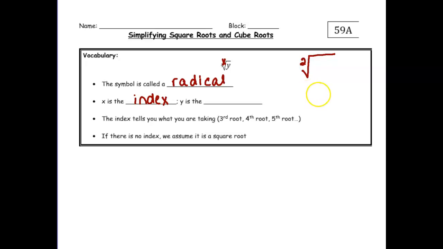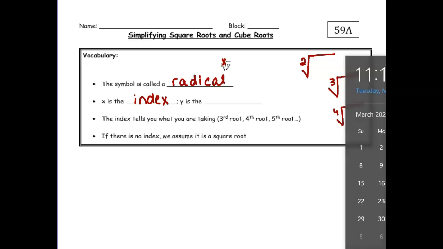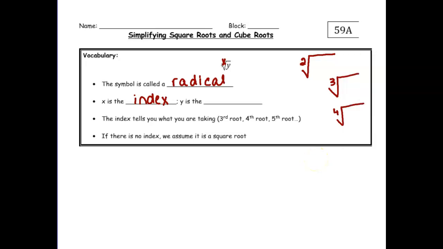Any other number, you could have an index of 3, which means the cube root, or you could take the 4th root. We're not going to worry about the 4th root or the 5th root. We're just going to worry about the second root or square root and the cube root. The y is underneath the radical sign. It's known as the radicand, and it can be numbers or variables. So again, if there's no index, we assume it's a square root.